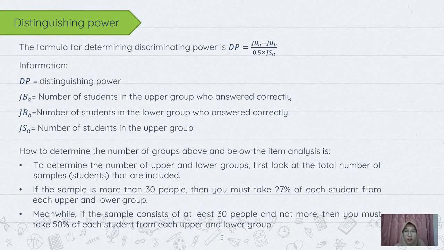Then, how to determine the number of groups above and below in the item analysis: to determine the number of upper and lower groups, first look at the total number of samples or students included. If the sample is more than 30 people, then you must take 27% of the students from each of the upper and lower groups. Meanwhile, if the sample consists of at most 30 people, then you must take 50% of the students from each of the upper and lower groups.